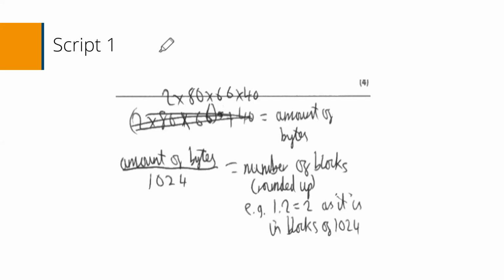So our first marking point is for 80 times 56 times 2, and we have got that here: 2 by 80 by 56. So it's going to get 1 mark. Don't worry about the times 40 at the end of it. Where's my highlighter gone? Okay, go back. Sorry, I'm just learning this as we're going along. It's awful.